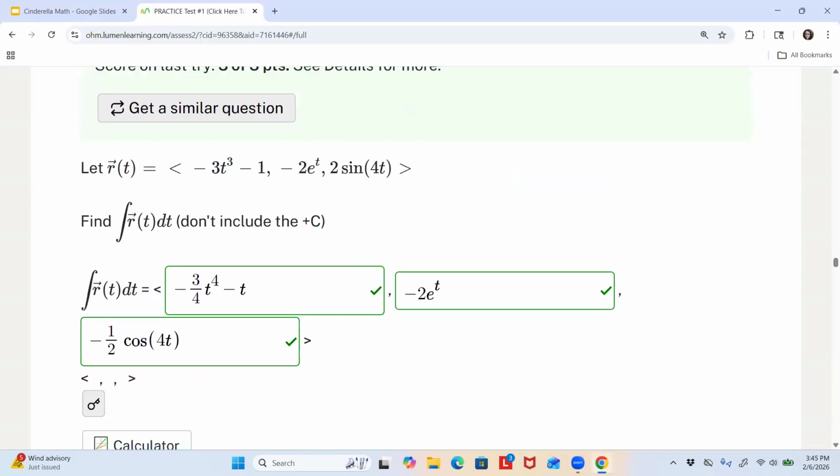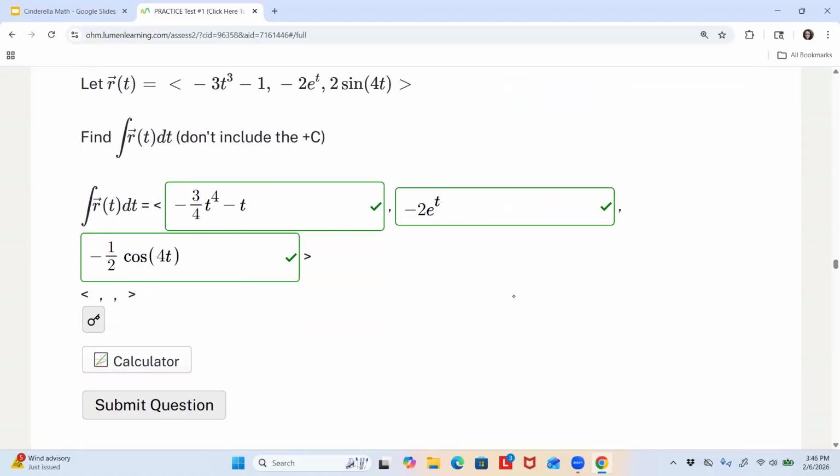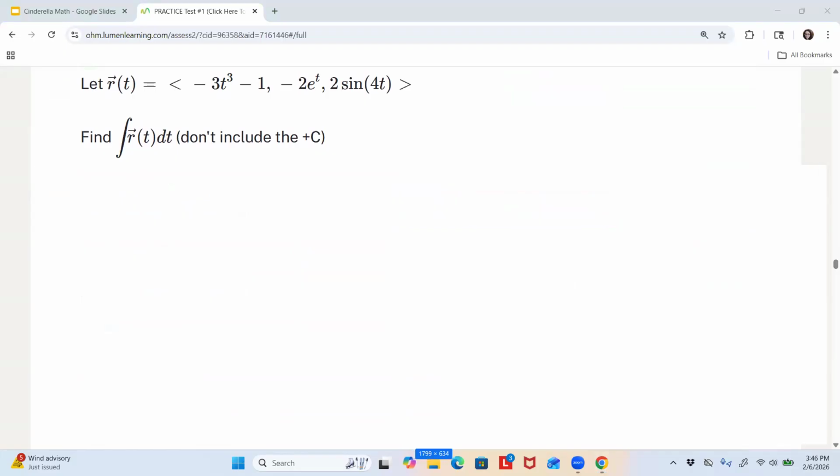Number 15. You are just integrating, and just once. So if you could do that problem 2 problems ago, you can do this one easy peasy. They're just telling you to find the integral of r of t, and it said don't worry about the plus c's. So that's nice. Okay, so just do every piece separately. So we have 3 pieces.